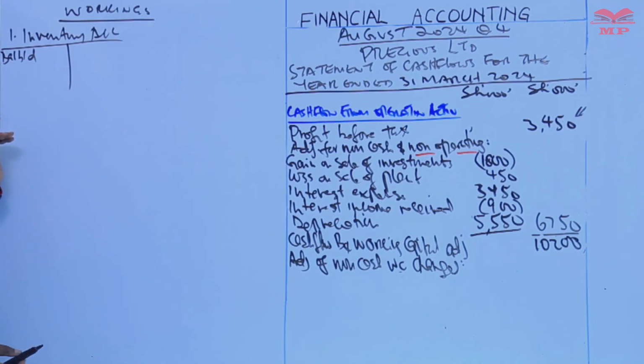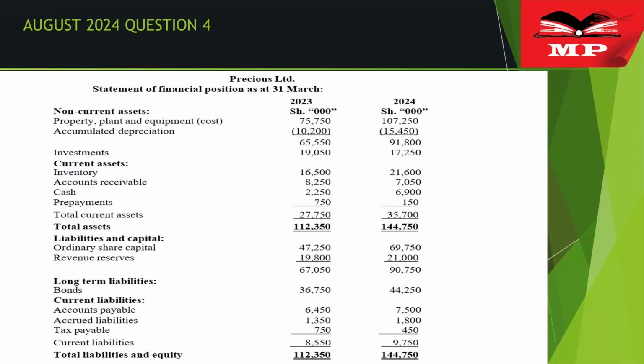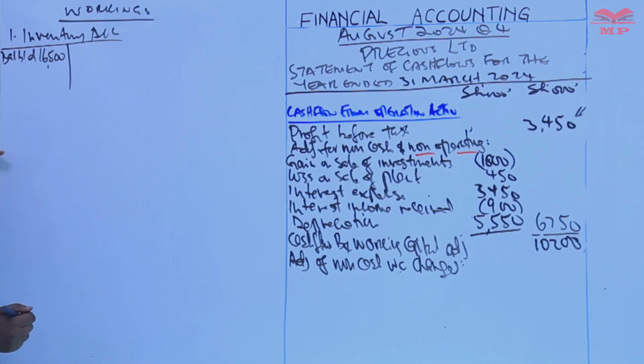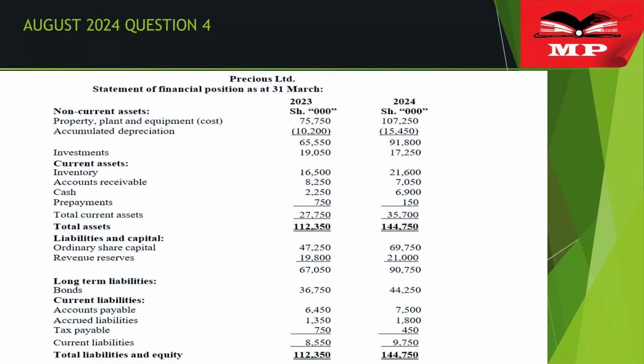Look at the balance sheet. What is the amount? Let's begin with inventory. So the balance brought down is 16,500. That is the balance at the beginning.